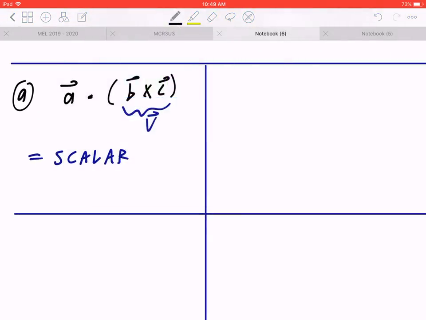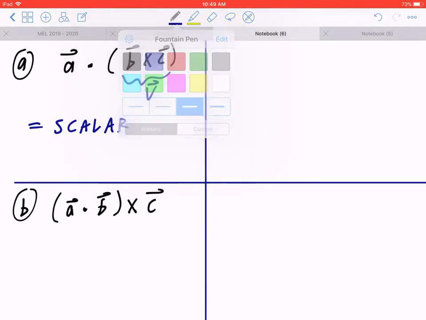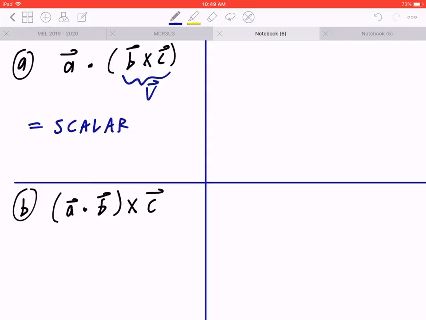Part B, if you're looking at the dot product of A and B and crossing this with vector C, the dot product of 2 vectors will give you a scalar outcome. But if you cross a scalar with a vector, this is going to be meaningless.